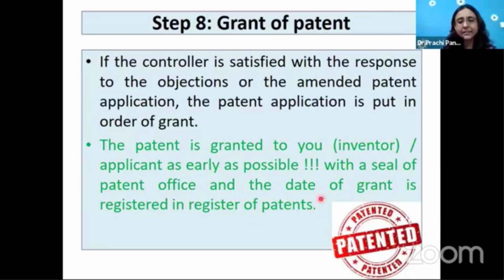Now you can calculate the lifespan of your patent from the date of filing. So if there is a time lapse of 1 year, 1.5 or 2 years during all this process, you will still have 18 years to be in the market.